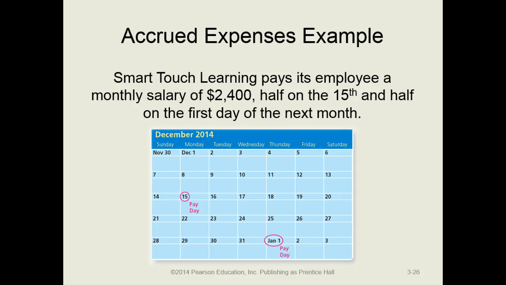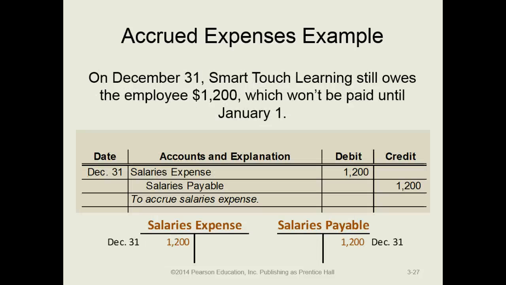In this slide, Smart Touch Learning is paying its employees bi-monthly, so you have the 15th and the 1st, and it pays a monthly salary of $2,400 split between the two pay periods. On December 31st, the financial statements become due. Notice that on December 31st, they have not paid salaries for the latter half of the month. So they still owe $1,200.